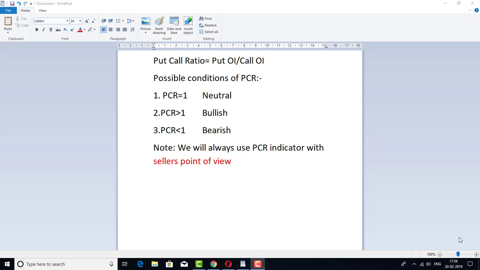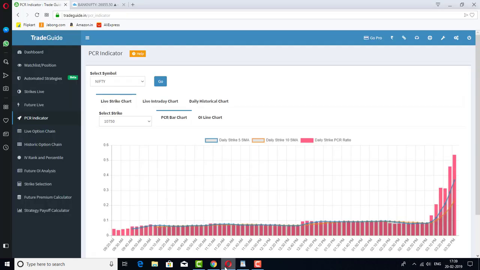So now this was what exactly PCR indicator means and how we interpret it. Now we are going to move on to TradeGuide and learn how to use PCR indicator for trading purposes. So just switch on to TradeGuide, and here it is.